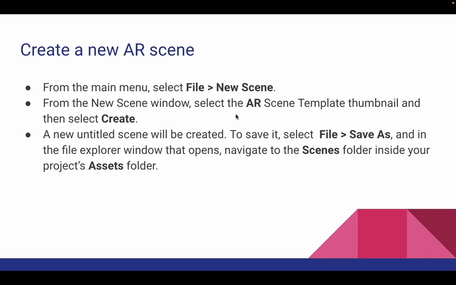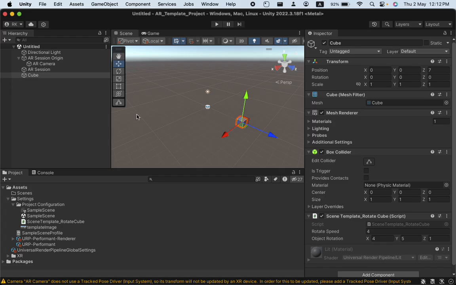Okay, so this scene, you can save it as a scene, right? So we created this scene, so we need to save it. Earlier we were importing the scene from a package. Right now we created this scene.